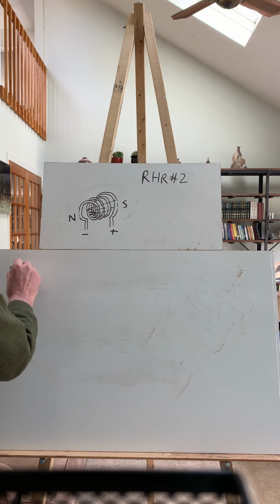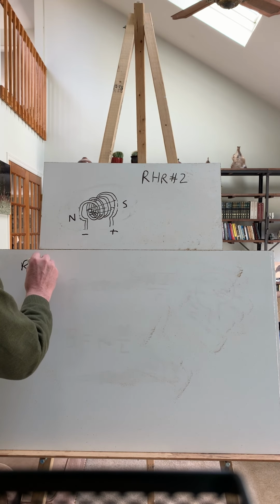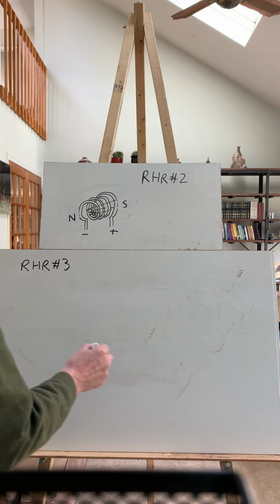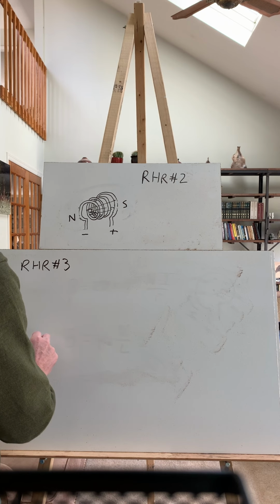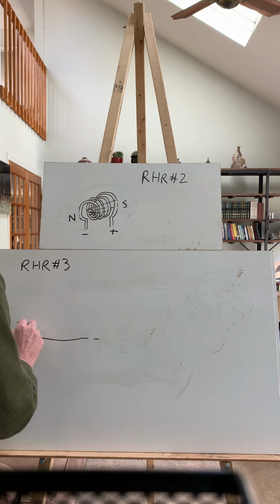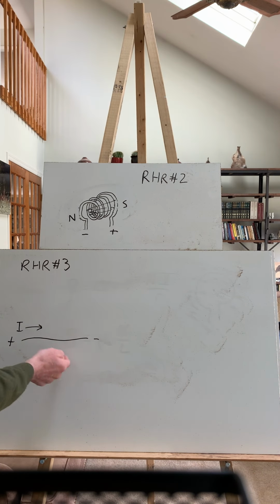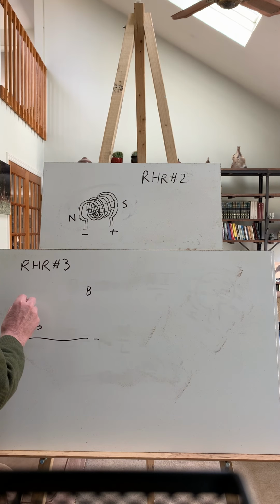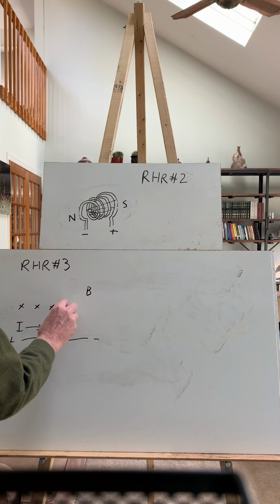In right-hand rule number 3, if we have a current carrying wire, say like this, so that the current is going in this direction, that's going to generate a field, right? And it would generate a field coming out here and in here. But let's say we impose an external magnetic field on it. We'll call that B. Let's say the field is going into the board.